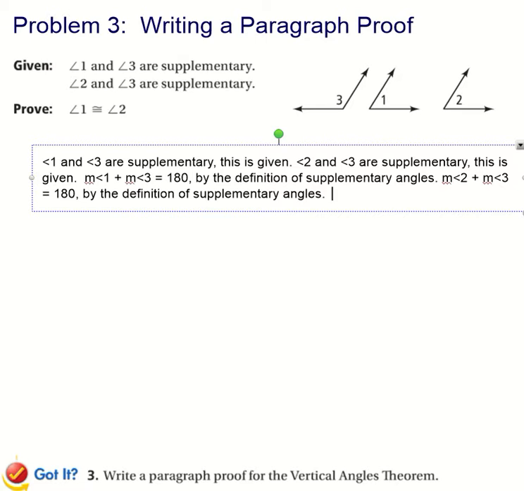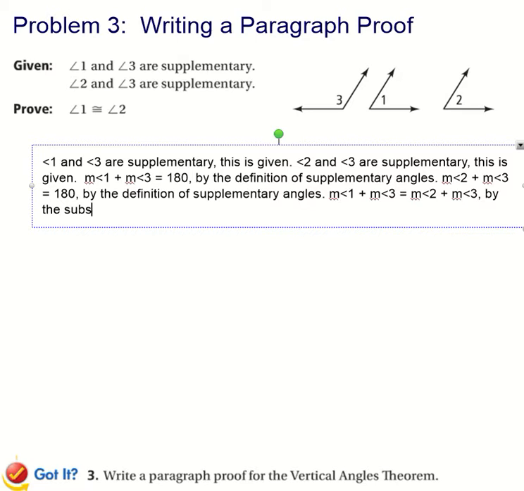Okay, so now that we have established that their sums are 180 degrees, we can then say that, see how the measure of angle 1 plus the measure of angle 3 is 180, and the measure of angle 2 plus the measure of angle 3 is 180? So what if we replace this 180 with the measure of angle 2 and the measure of angle 3, since they're both equal to 180? So that we could say that the measure of angle 1 plus the measure of angle 3 equals the measure of angle 2 plus the measure of angle 3, and this is by the substitution property.